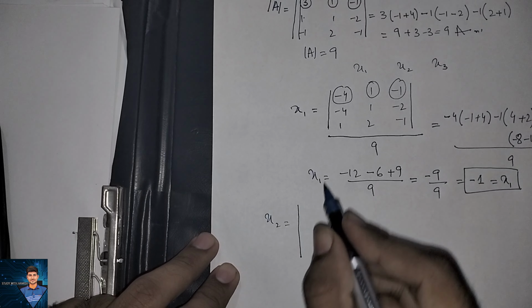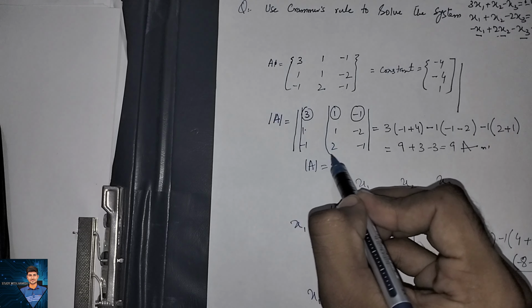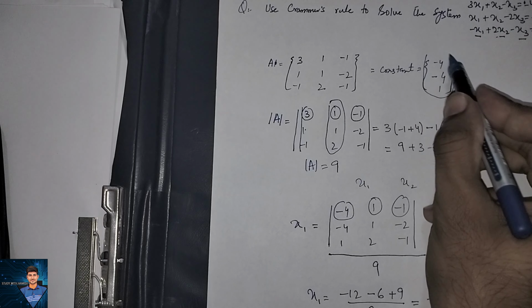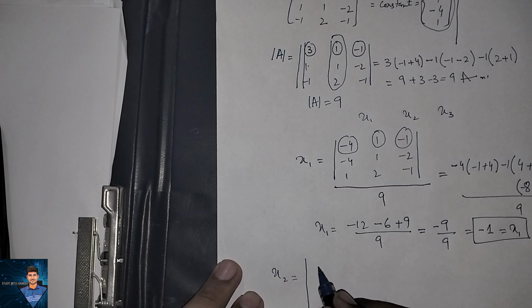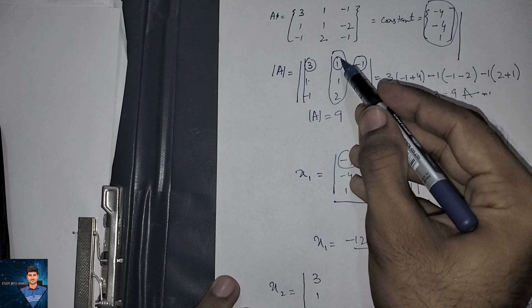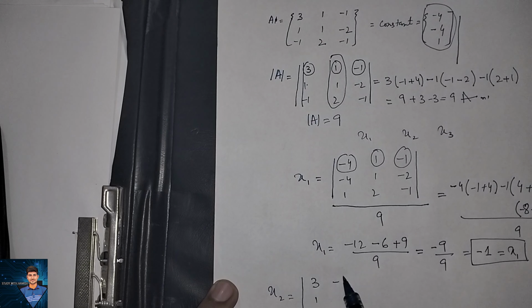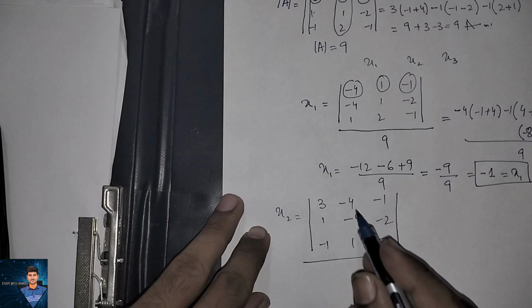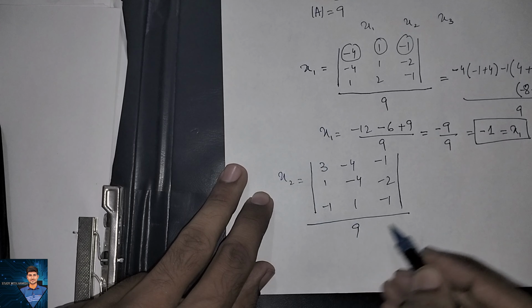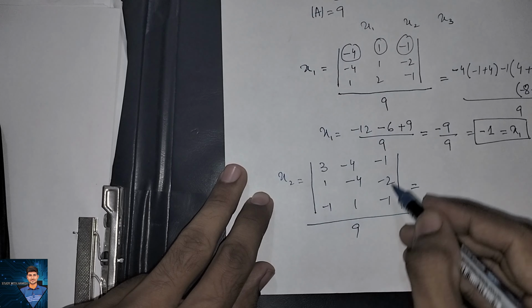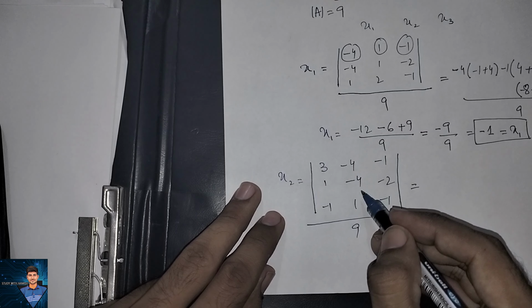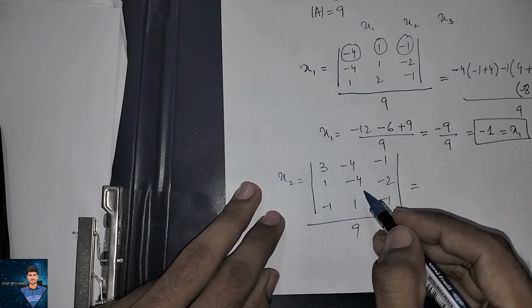For the value of x2 we will replace this column with the column of constants. Again rewrite the matrix 3 1 -1. Now we will replace this column with the constants. It will be -4 -4 and 1, and 1 -1. This is the new determinant, the new matrix we have made, divided by 9. Again we will solve this matrix as we have done before for x and for matrix A.